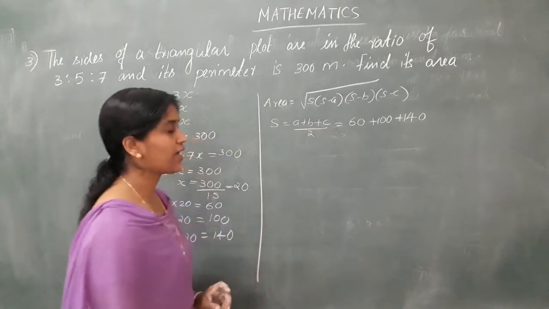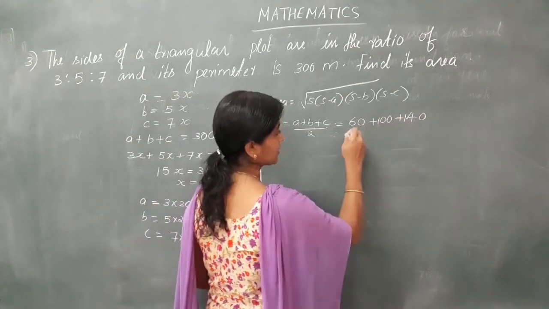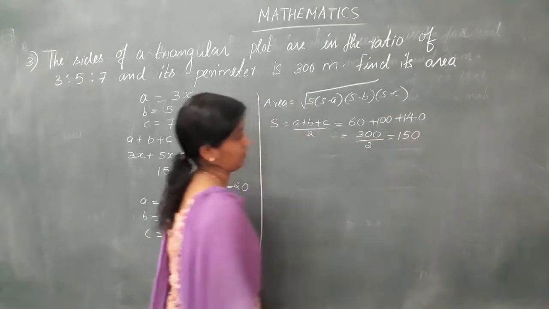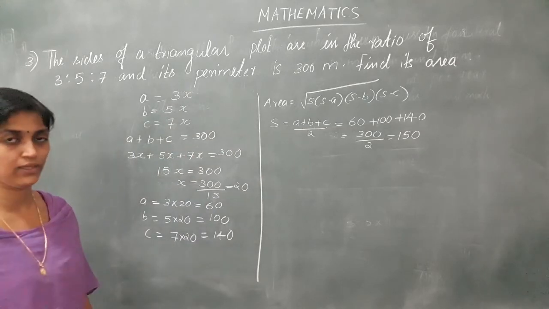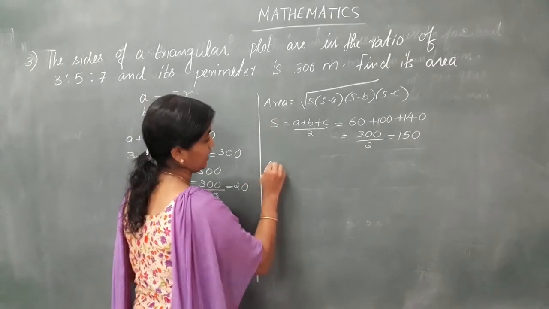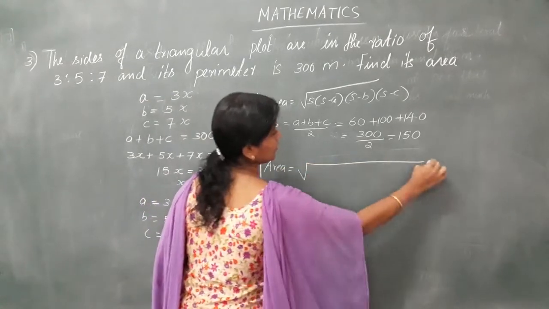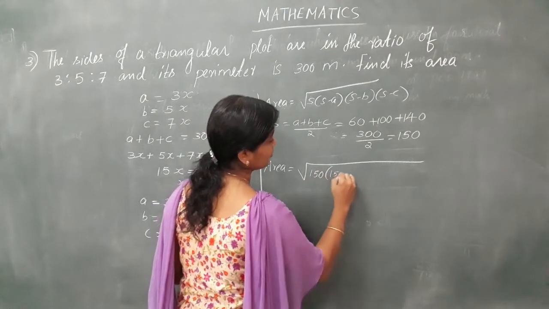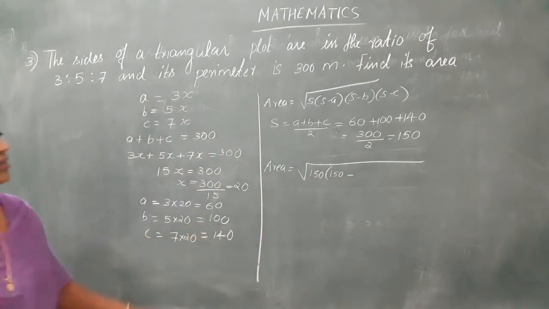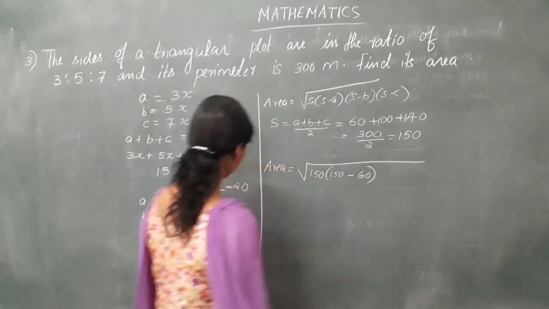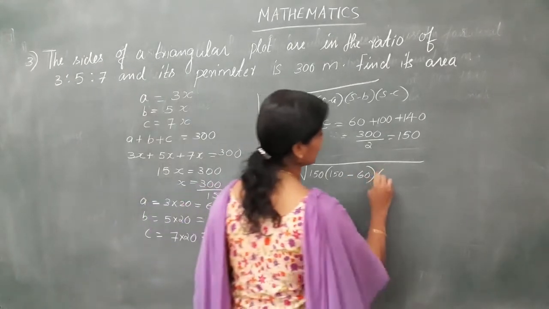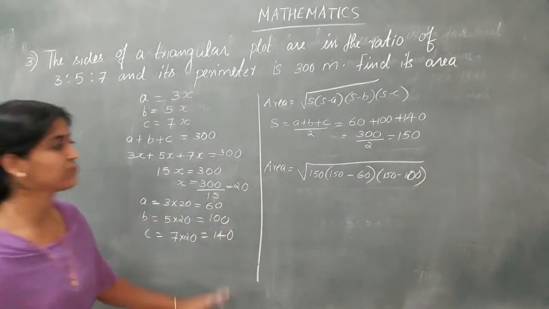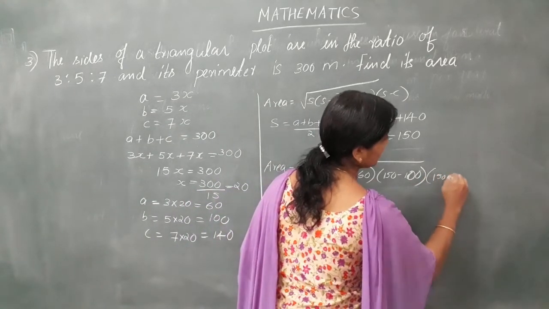So what do you get here adding all together? 240 plus 60 is 300, divided by 2, you get 150. So S is equal to 150. Now you can use the formula: area is equal to root of S into S minus A, S minus B, S minus C. S is 150. 150 minus A, what is it? It is 60. Next, 150 minus B is 100. Next, C is 140, so 150 minus 140.